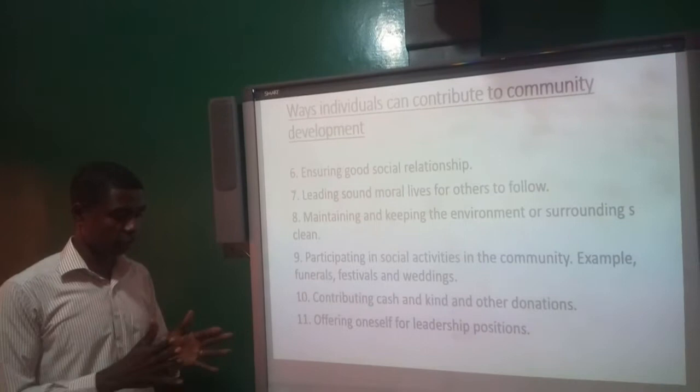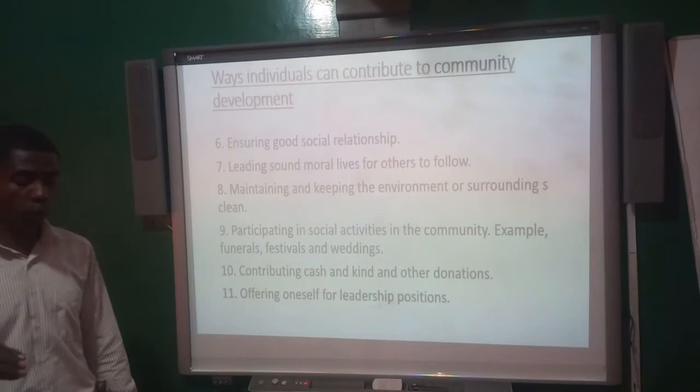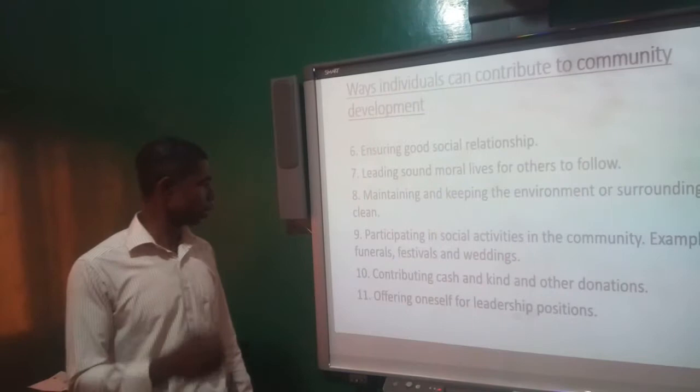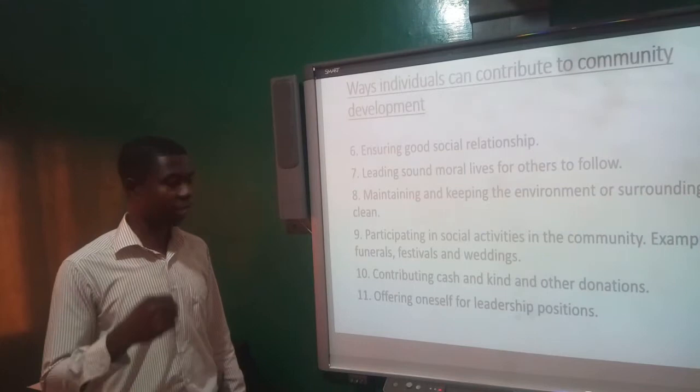That is a responsibility. Another one, you are required to also contribute cash and kind and other donations when the need arises. As an individual, it is your responsibility to contribute cash and kind and other donations when the need arises.